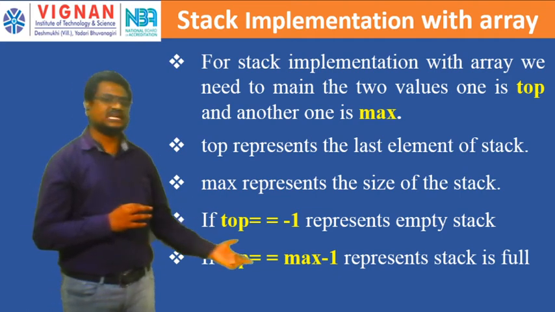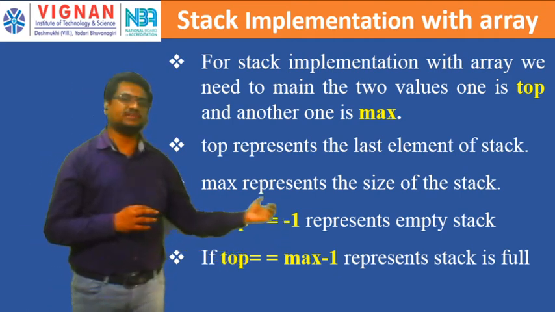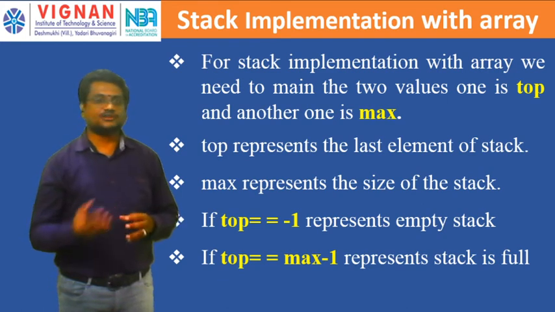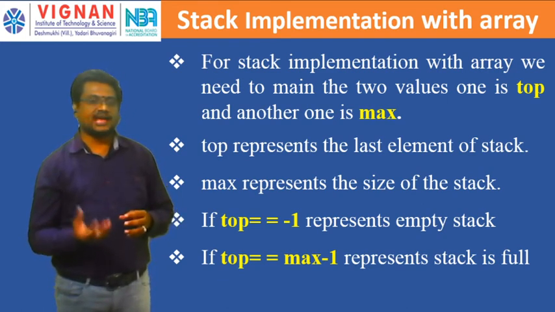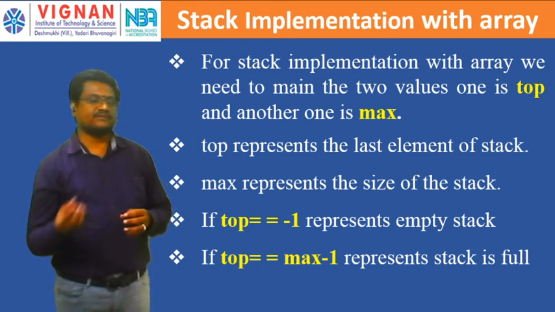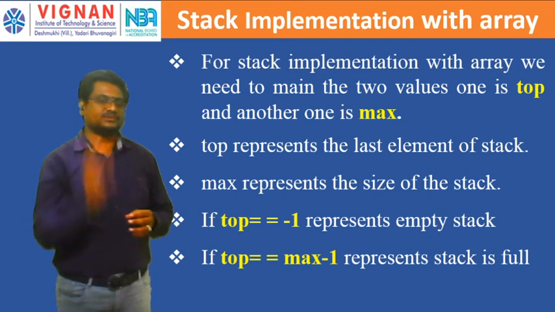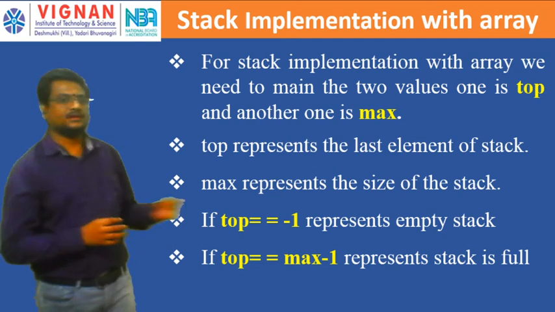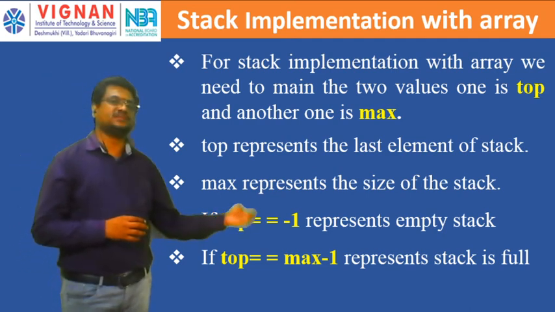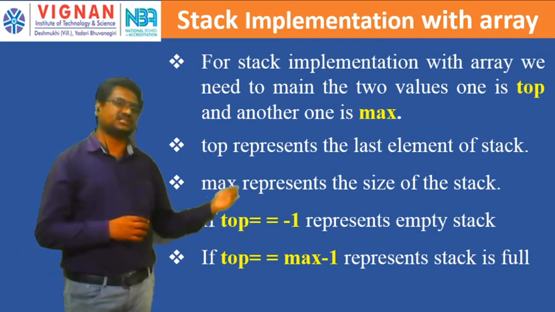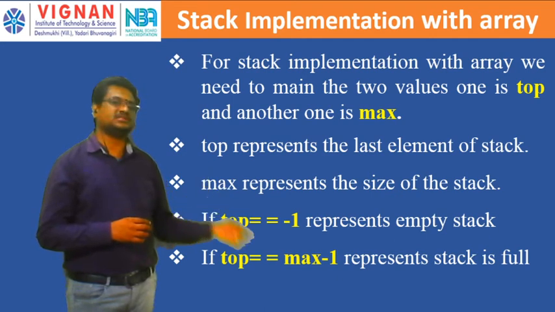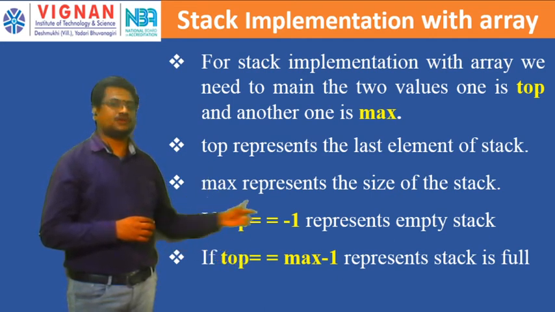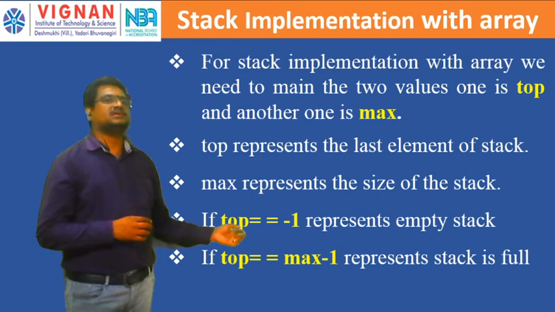Now if I see top == -1, you already see that a stack has to store the values from 0. Am I right? From 0 to whatever the target I have. Now, if the top equals -1, that means less than 0. So 0 is the first element, so less than 0 means it is empty. Top == -1 means it is empty.